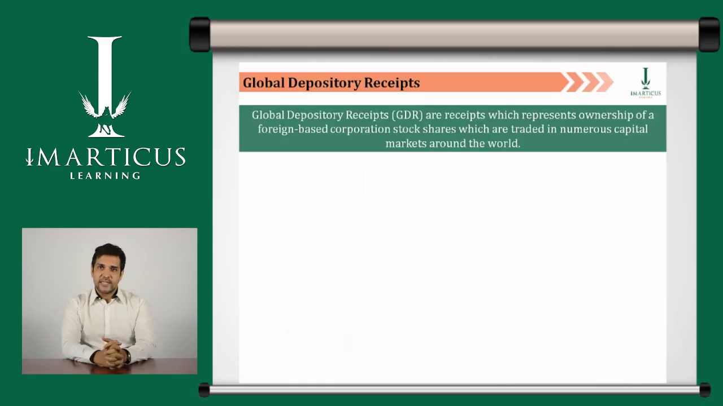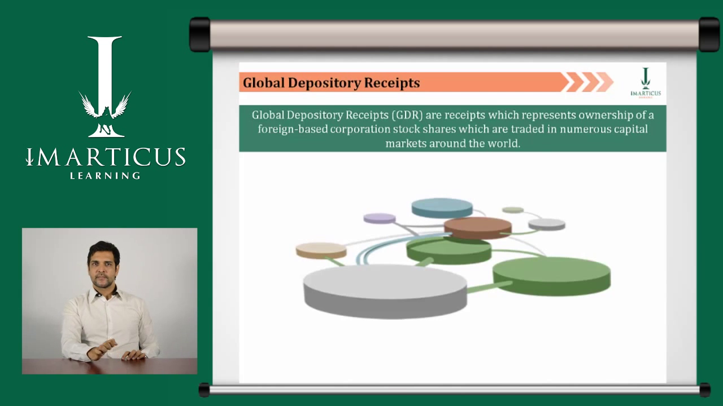Global Depository Receipts, or GDRs for short, are depository receipts of foreign-based companies which are traded in numerous capital markets around the world. GDRs are used to raise money in more than one market. Some corporations use GDRs to sell their stocks in markets other than the one where they have their headquarters.